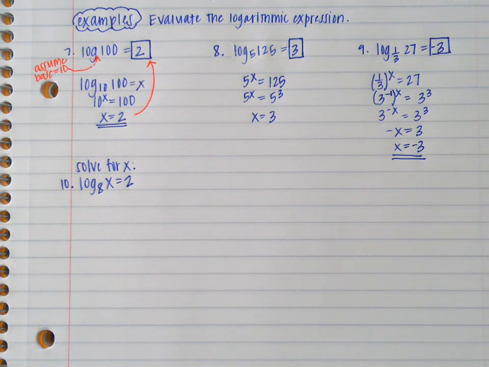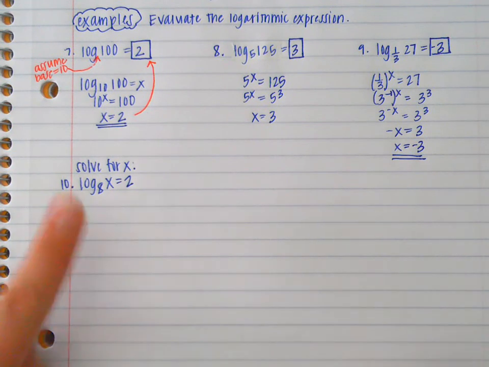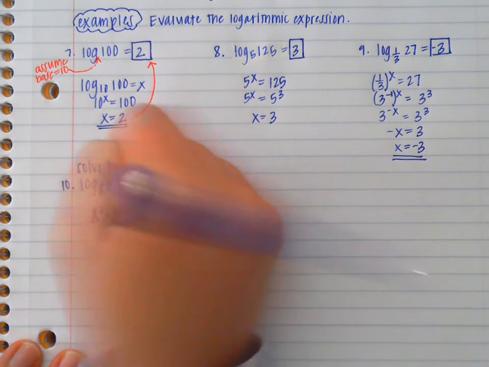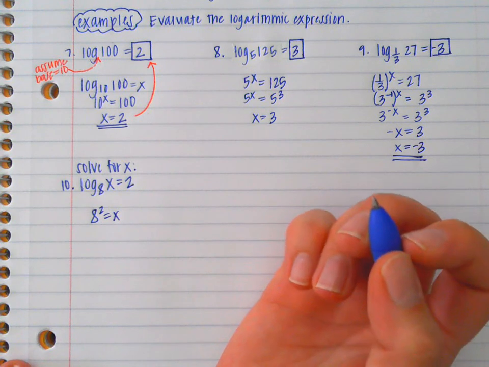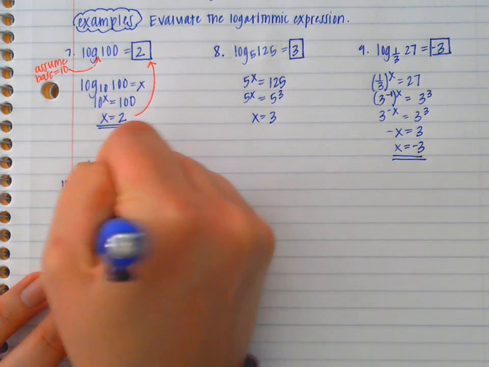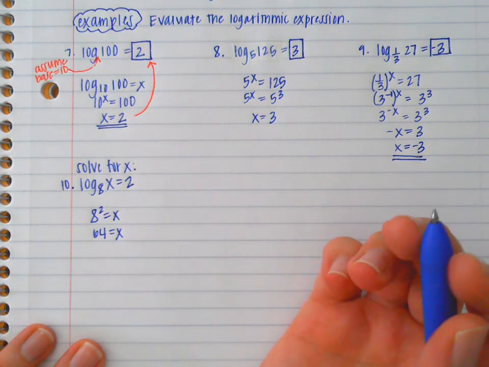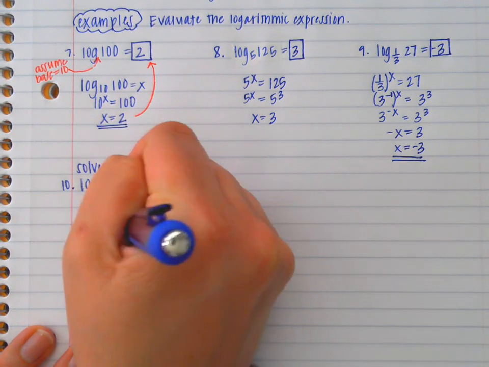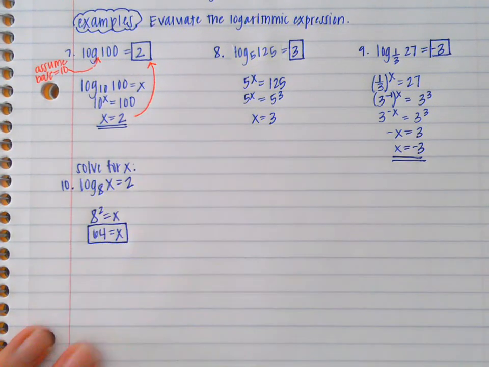And so the way that we would do that, okay, 8 to the second power equals x. Well, what is 8 to the second power? 8 squared, 64. So 64 equals x. And that's it. That's my answer. Solve for x.